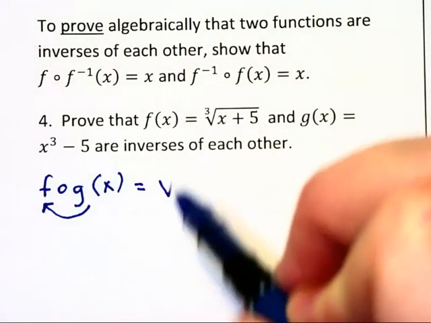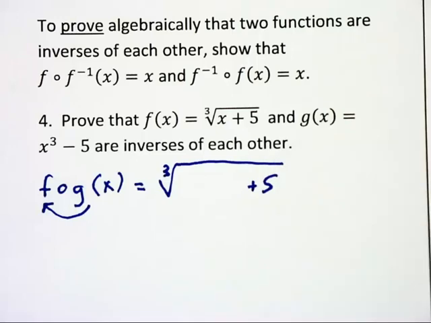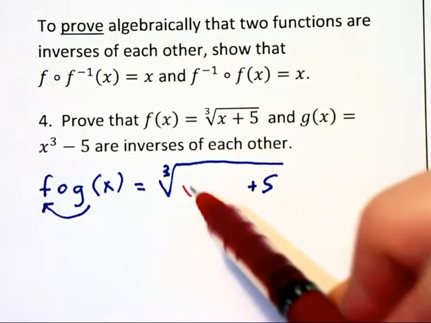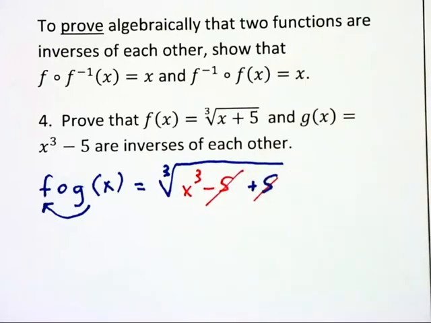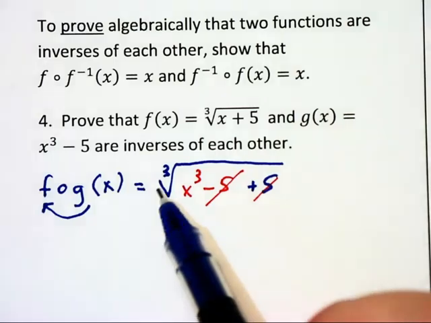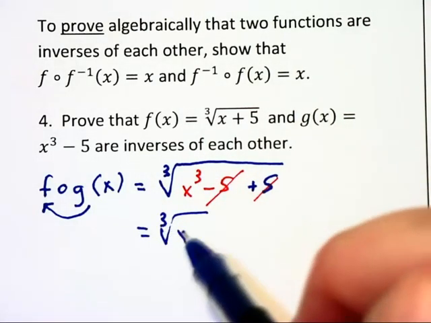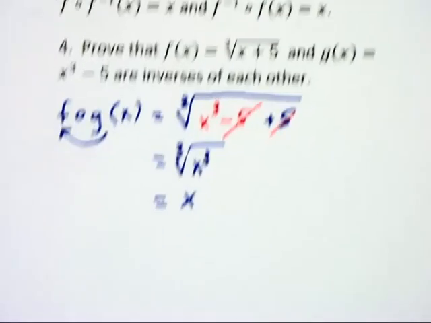Now f of x says find the cube root of input plus 5. Now g of x, which we're substituting in, is x cubed minus 5. And you can see that 5 and -5 are going to cancel each other out, and we're going to have the cube root of x cubed, which is then equal to x. So far we've got half of our proof done.